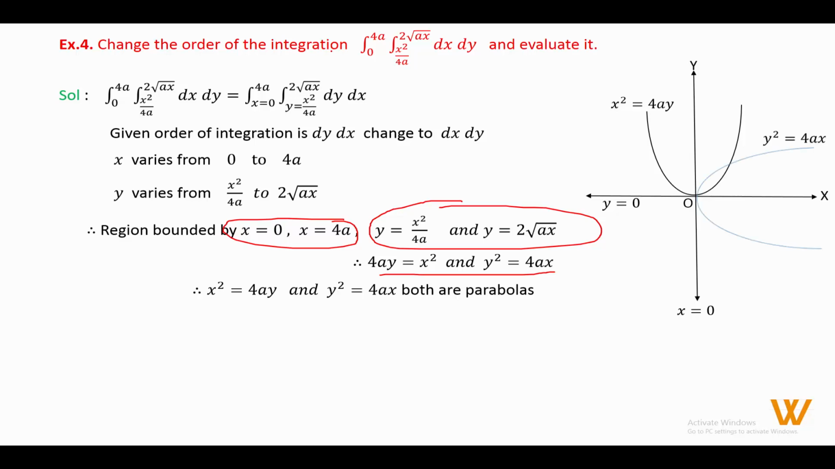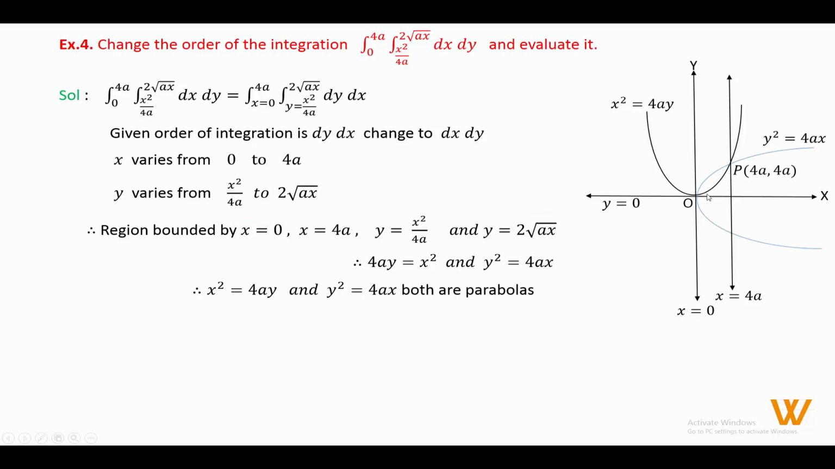Now draw the lines. The first line, x equal to 0, means the y-axis. Next, the line x equal to 4a is parallel to the y-axis and passes through this point. This line is x equal to 4a. So the required region is in between these two lines and in between these two parabolas, x square equal to 4ay and y square equal to 4ax. Now this region is the required region.